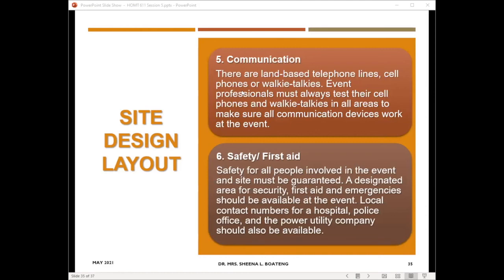Next, we can talk about communication, right? The event venue must have a means of communication or facilitate communication. There are certain venues in Ghana here that as soon as you get there, your cell phone coverage will be very poor.